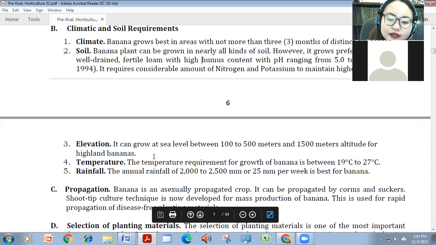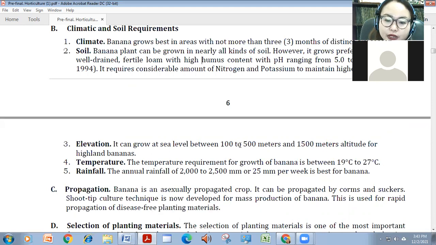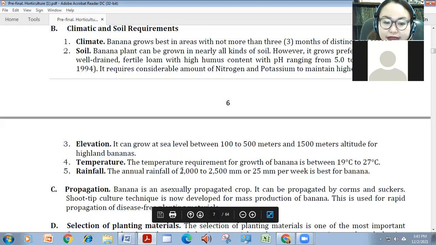So in terms of elevation, you can grow banana from 100 to 500 or 1,500 altitude. So we can grow even in our highlands in Maragusan or in Kapatagan, we still have banana areas there.